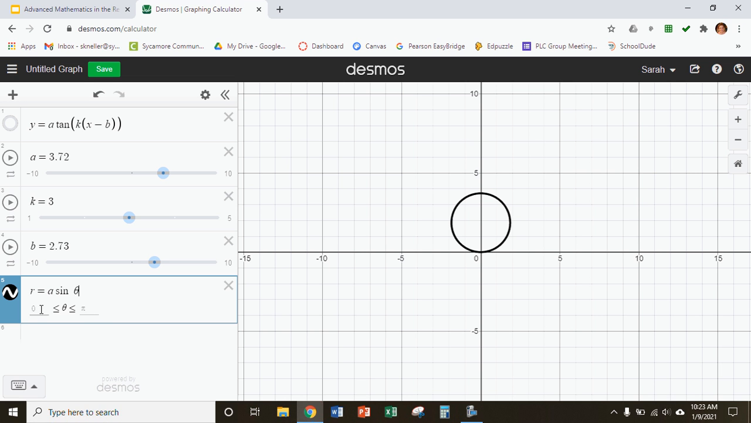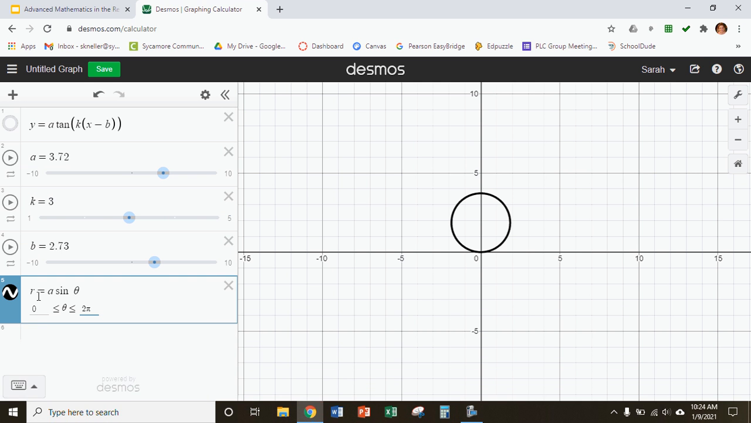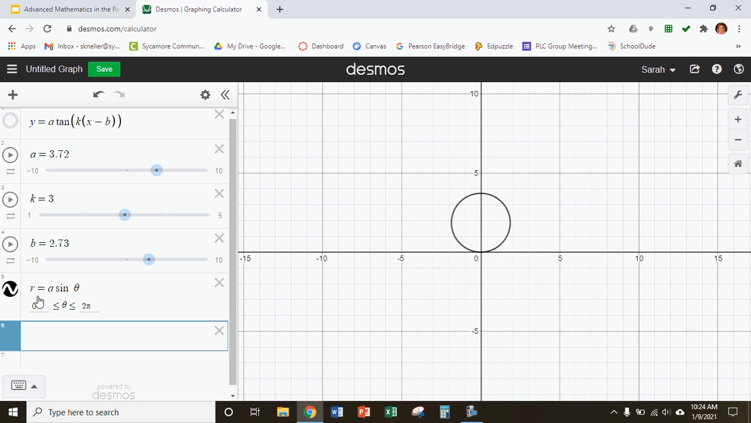Now we have a restriction here on our domain for theta. Normally for us, theta is going to go from 0 to 2 pi. So you can just type in 0 and then 2. And then to get the pi, we need our keyboard. So it's down at the bottom right by the square root. Okay. And then once you hit enter, you're all set there.